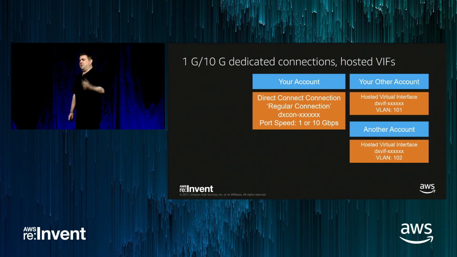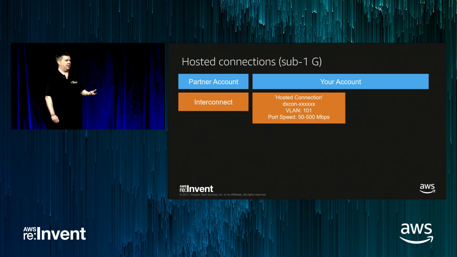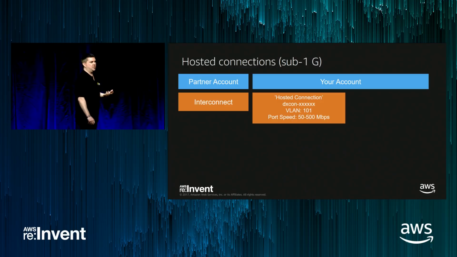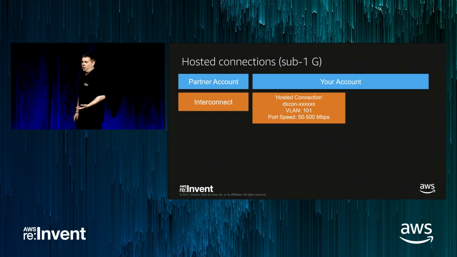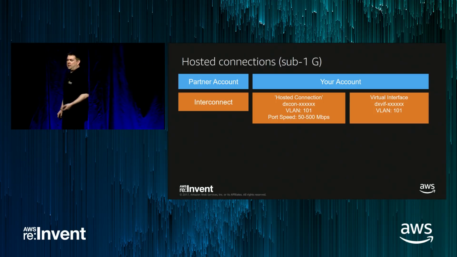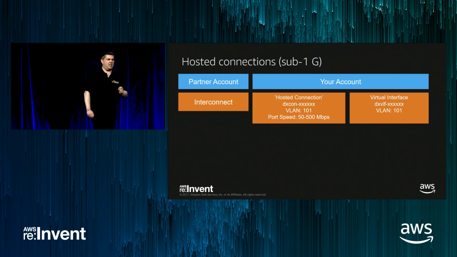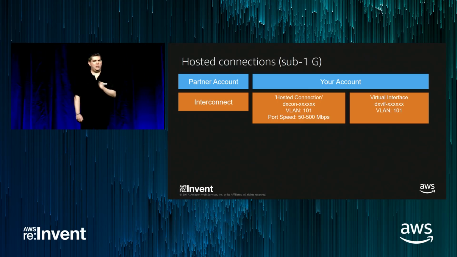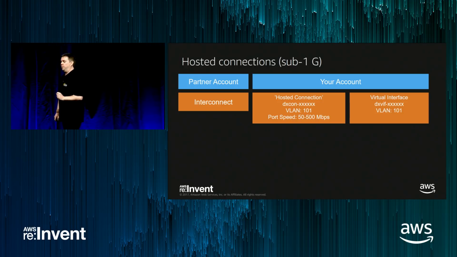So just to give the same example with hosted connections, how does that work? Well, there is an extra piece here. There is the interconnect that a partner has with us. And remember, these are the sub 1 gig connections, the 500 meg or less. So the partner has the interconnect with us. They create a hosted connection for you on their interconnect. And then you have the choice to create the virtual interface on it. But remember that VLAN was defined on the hosted connection. So it is already defined by the time you get to the virtual interface. And you see this in the console because the VLAN field will be grayed out.